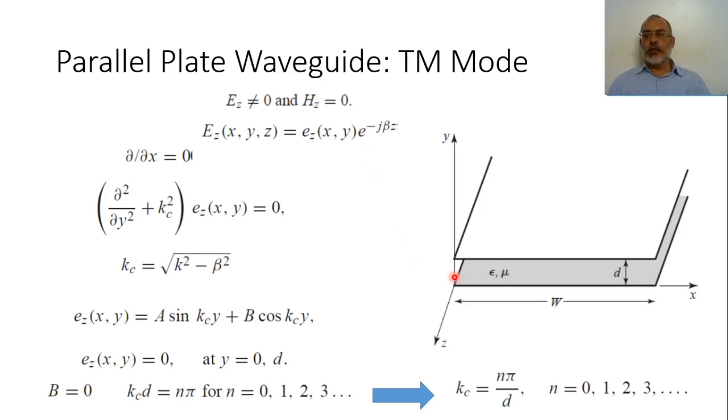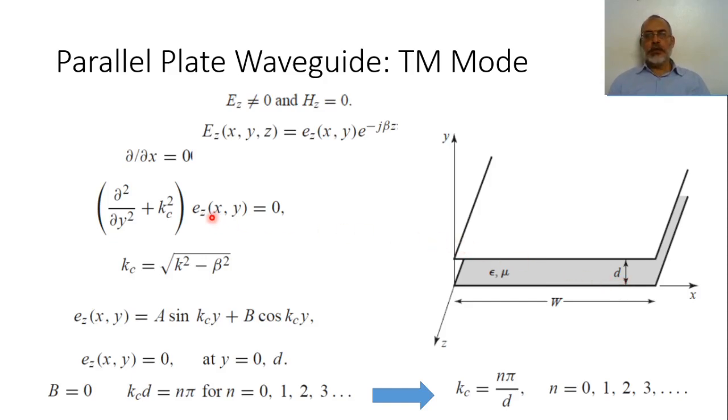From the geometry of the parallel plate waveguide, we can conclude that the derivative with respect to x would be 0. Or in other words, the electric field Ez does not depend on x, it depends on y, because there is variation in y, but there is no variation in x direction, assuming that it extends for very large distance. Okay?